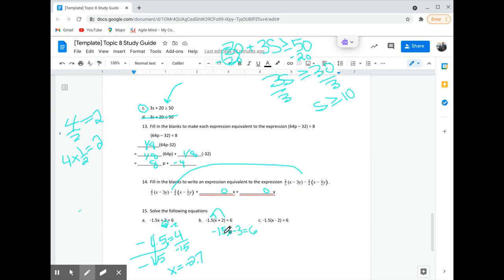And then so we need to get negative 1.5x by itself. So what do I need to do with this minus 3? Add 3. Good. So that makes a what pair? 0. Good. And so I'm left with negative 1.5x equals 9. How do I solve? Divide by negative 1.5. All right. So what is 9 divided by negative 1.5? Negative 6. Perfect.